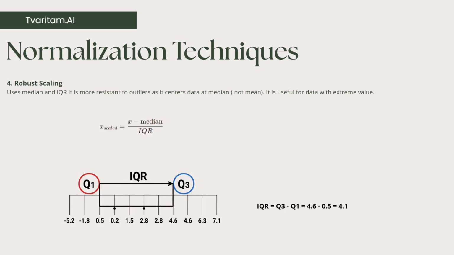Instead of using the mean and standard deviation, it uses statistics that are more resistant to extreme values. In robust scaling, we subtract the median from each value and divide by the interquartile range. The interquartile range is the difference between the third quartile and the first quartile. Q1 represents the 25th percentile and Q3 represents the 75th percentile.